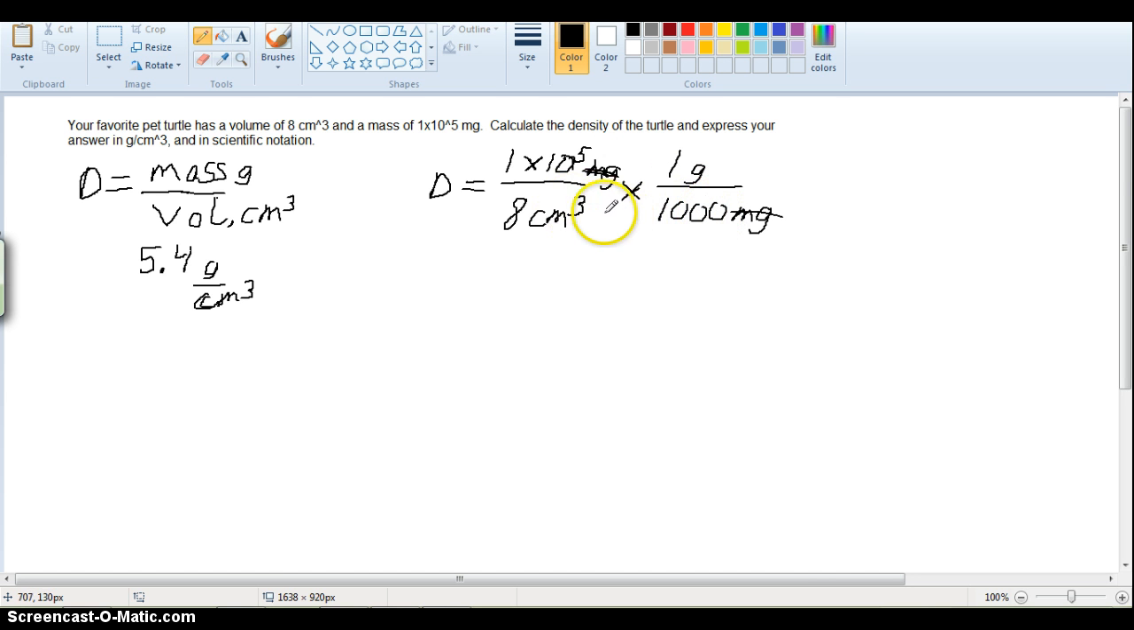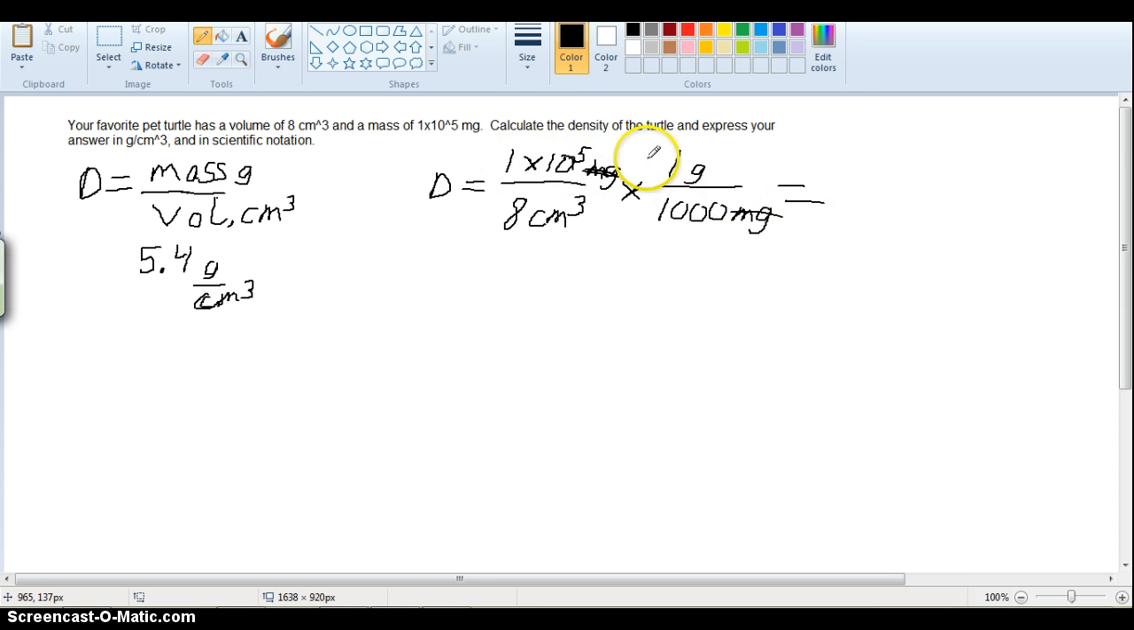Now look what we're left with. We still have centimeters cubed on the bottom. We didn't do anything with that. That stays the same. And now look, we have grams on the top. And then if we go over here to what we need for density and what's asked for in the equation, we need grams on the top and we need centimeters cubed on the bottom. So it looks like we're good to go.